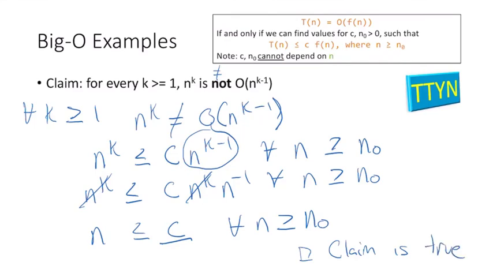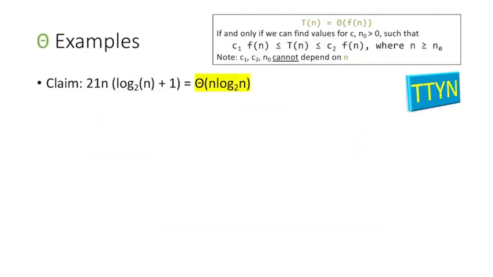Since our proof by contradiction, since we inverted the proof, our original proof is true since we cannot satisfy the inverted proof. Alright, so here's our first non-big O example.